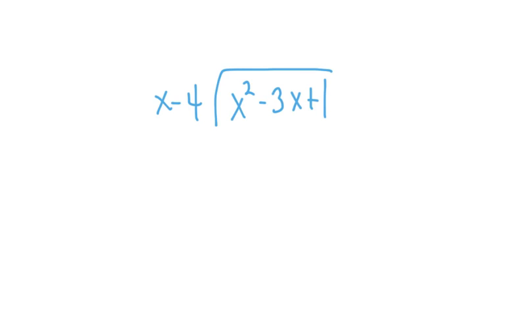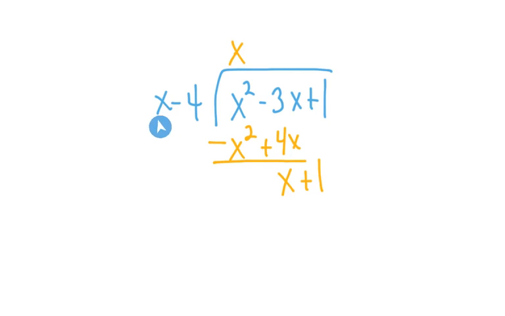Okay, so let's try another one. So let's take a look at our first terms. How do I get from x to x squared? Well, I multiply by x. I'm going to take that and multiply it to both parts of my divisor. x times x is x squared. x times a negative 4 is minus 4x. And we are subtracting, so we have some sign changes here. My x squareds cancel, and I'm left with a positive x. Bring down that 1.